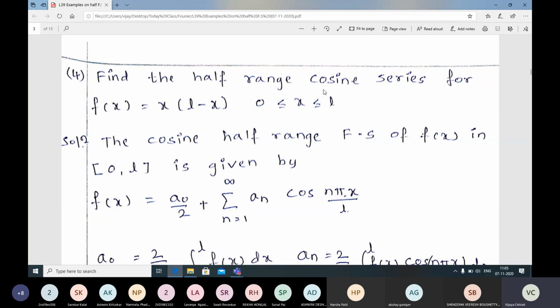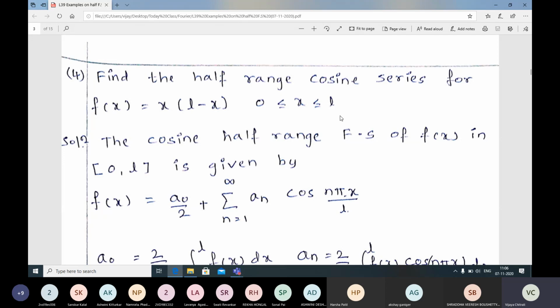In the previous class we discussed half range sine series, and in today's class, half range cosine series. Here f of x is equal to x, L minus x, x lies between 0 to L, which means it is an arbitrary half range series. Here the interval is arbitrary. So first you compare this interval with 0 to L, so L is L only.